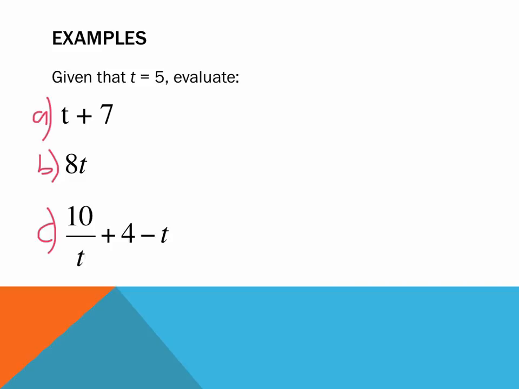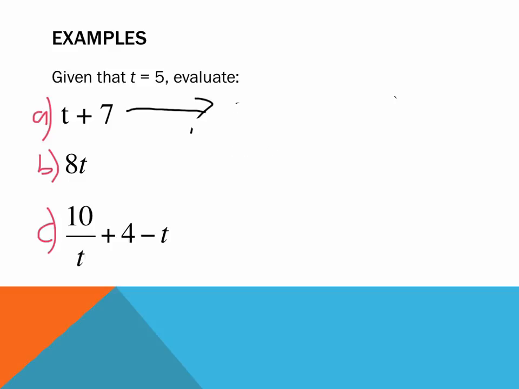Okay, let's look at this first example. Given that t equals 5, t plus 7, so it's going to be 5 plus 7. 5 plus 7 equals 12. Your working out will go down the page. I just don't have enough room to work it down the page. Oh, let's have a look at this next example.